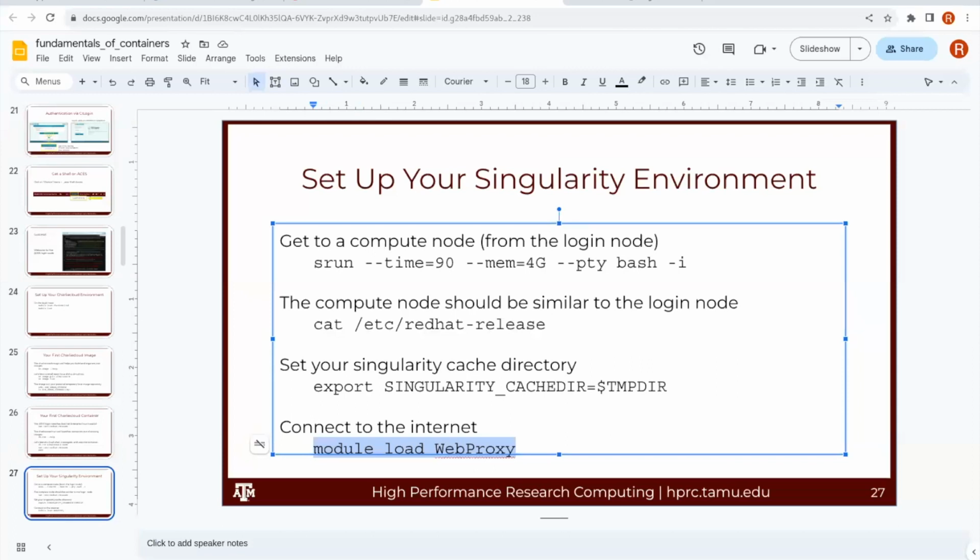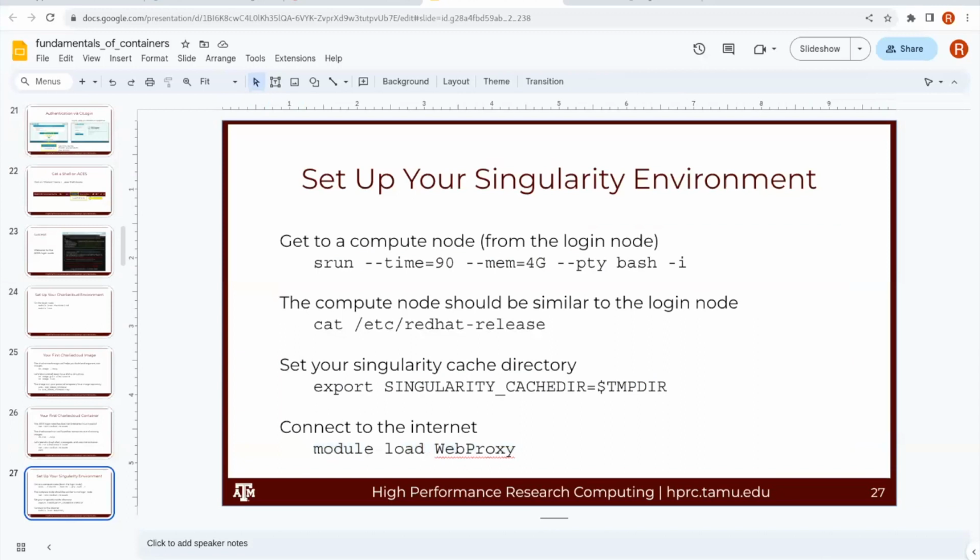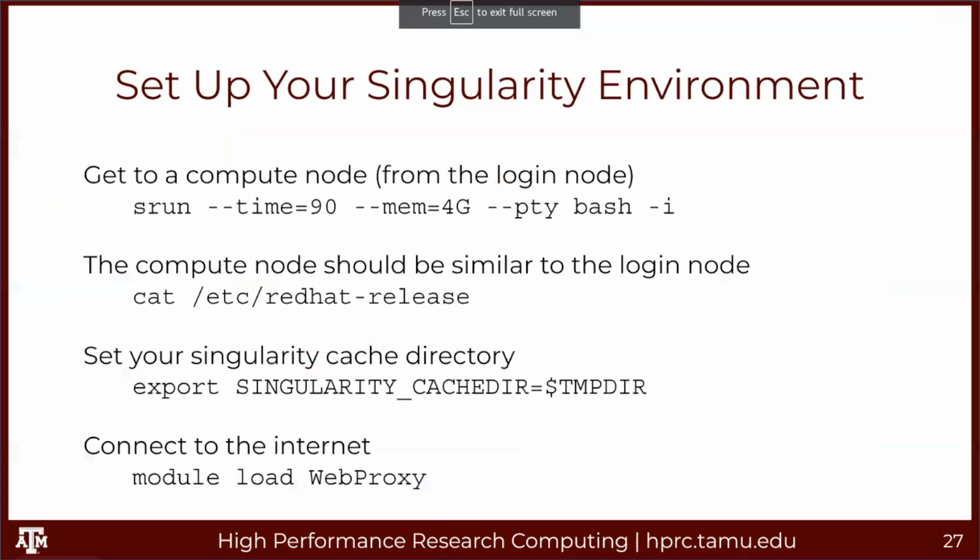So what were the steps? Get to a compute node, export SINGULARITY_CACHEDIR. That's important, and module load web proxy. Everybody was able to do those 3 steps? So we're currently on page 27. I'm about to go to page 28.